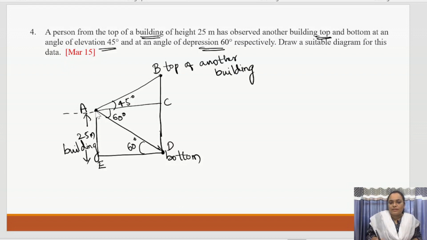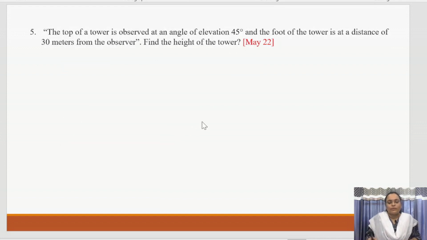This is the person, at the top of the building. The building height has been mentioned, which is 25 meters. So a person standing at the top of the building is looking at the top of the other building and also the bottom of the other building. So the angle of elevation is forming and the angle of depression is forming. Angle of elevation is 45 degrees, angle of depression is 60 degrees. Clear? Let us see the next question.